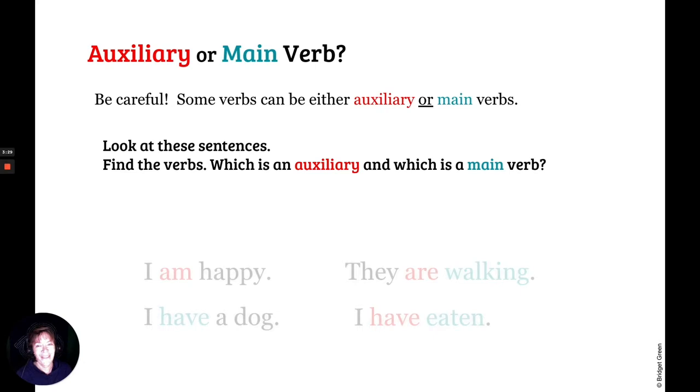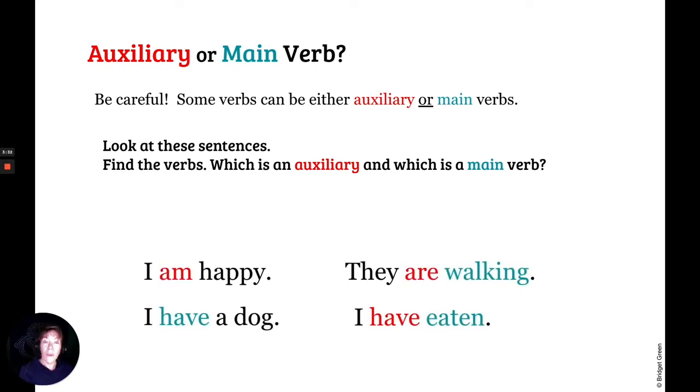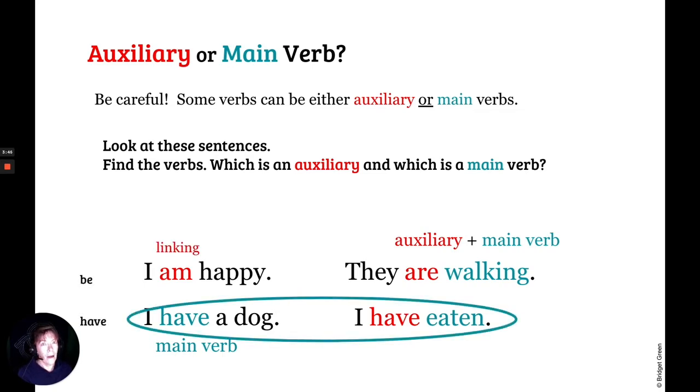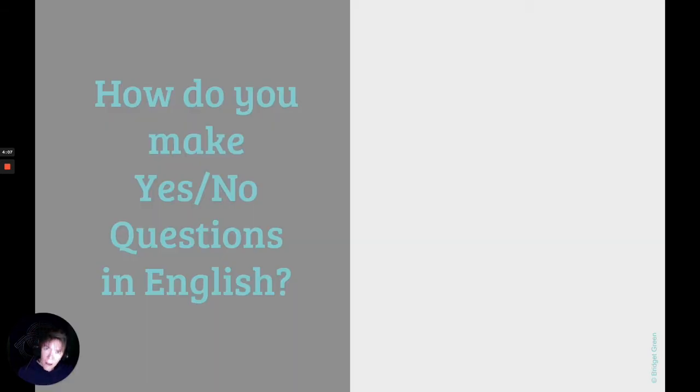Here's the answer. Notice the ones in red are auxiliary verbs and the ones in blue are the main verbs. Okay? Notice that for be and have, those can be either. Now am, you will see right here, this am, that is actually a linking verb, but if you said it was an auxiliary verb, that's fine. Don't worry about that. Here, have can be either, and the be verb can be either sometimes too.